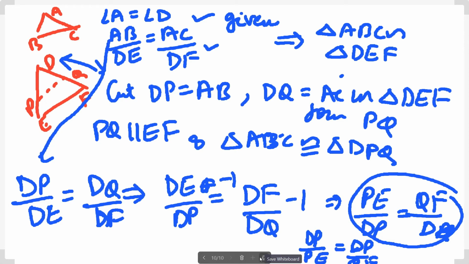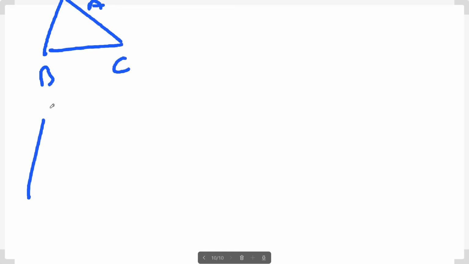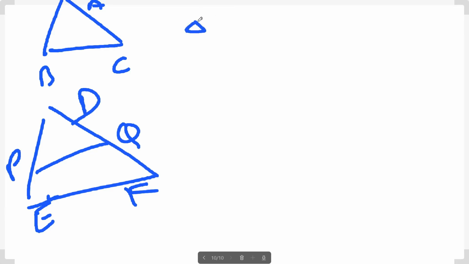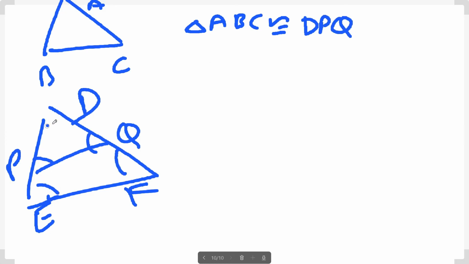Okay. Basically this is ABC, this is DEF. I hope you're not going by how I've drawn it, because that doesn't make any sense. So triangle ABC is congruent to triangle DPQ. If this is parallel, this angle is equal to this angle, and this angle is equal to this angle. And how are they congruent?